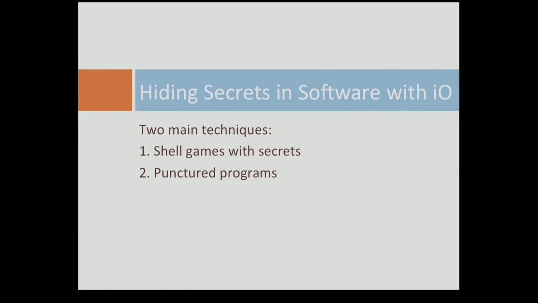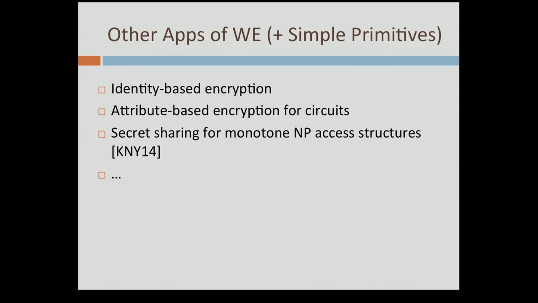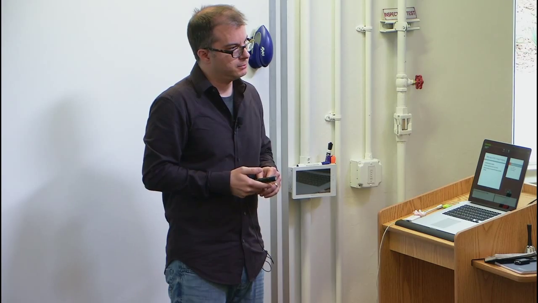Yes? Sorry, can you go back to the last slide? What is a monotone NP access? Sorry, I don't know. It's complicated. So you have a monotone function f, and basically every string that satisfies this monotone function f corresponds to a set of players that should be able to recover the shared secret. So you have a string with zeros and ones. This is an n-bit string. There are n players. If the players corresponding to the ones in this string, they should be able to combine their shares to get the secret.